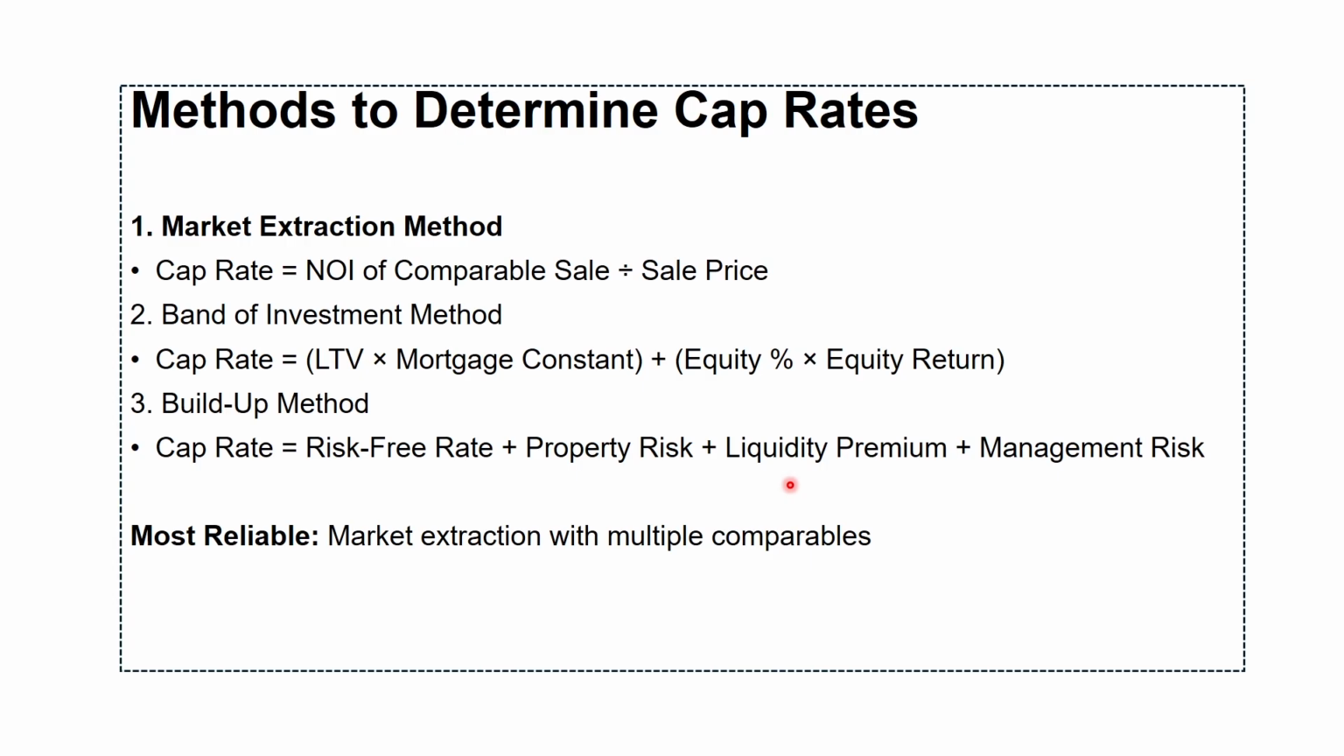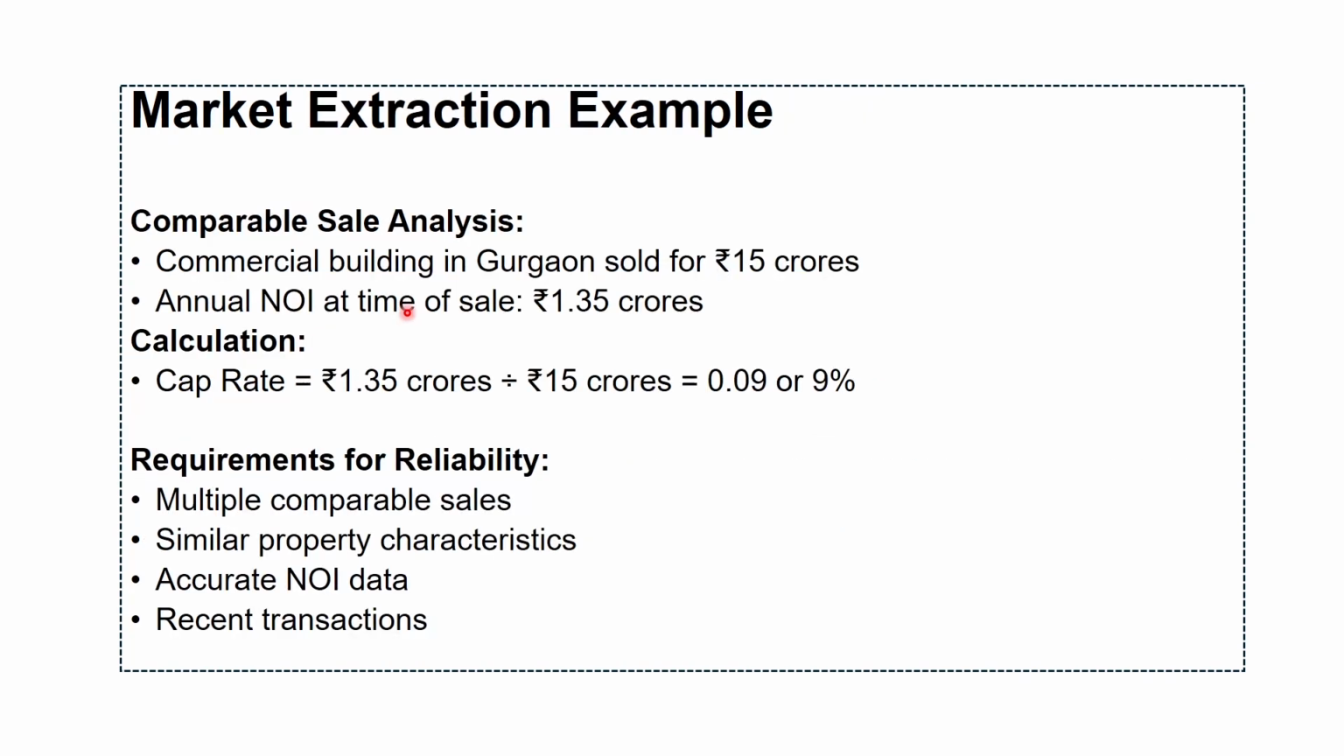So in practice, professional valuers often use multiple methods and reconcile the results, giving more weight to market extraction when reliable data is available. Then we have a market extraction example. We have a comparable sale in Gurgaon, a commercial building that sold for 15 crores. At the time of sale, this property was generating 1.35 crores in annual NOI. The calculation is straightforward: 1.35 divided by 15 equals 0.09, or 9%.